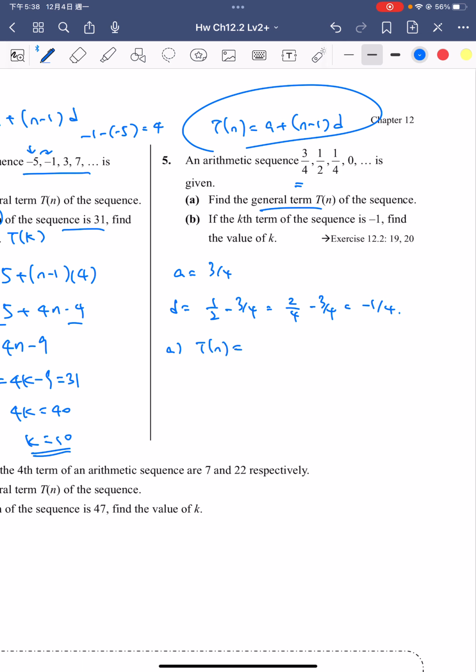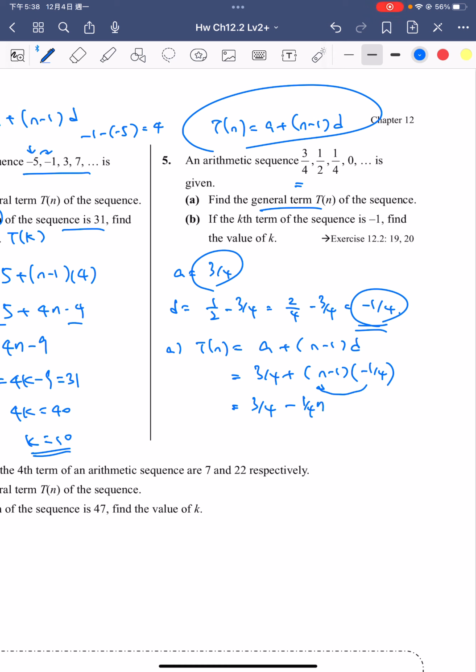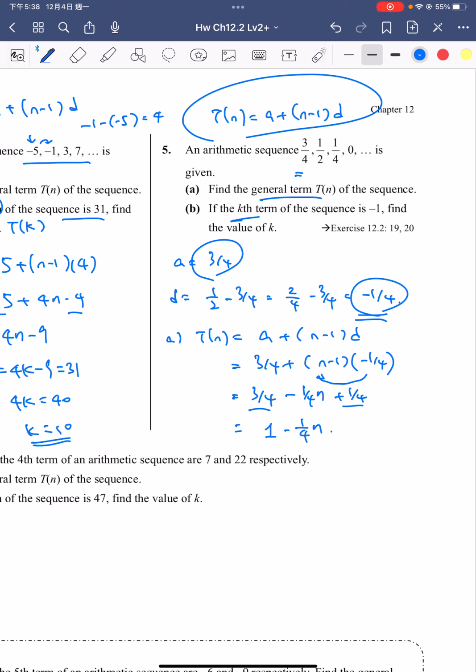Okay, so now we need to find out the general term. So our Tn is equal to a, the first term, plus (n minus 1) times the common difference. Now we can substitute these two values inside. So 3 over 4 plus (n minus 1). Remember, this is a negative number, so give a bracket first, and then we can expand the bracket. So 3 over 4 plus, but remember this is negative quarter times n, so it becomes negative 1 over 4n. And then now we have this negative times this negative 1, so it becomes positive. So positive 1 over 4. And now we can combine this 3 over 4 and 1 over 4 will give you just a 1 minus a quarter of n.